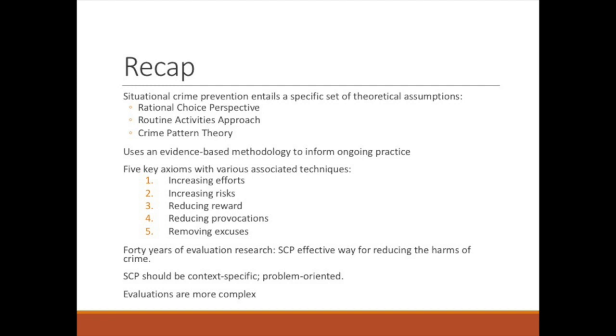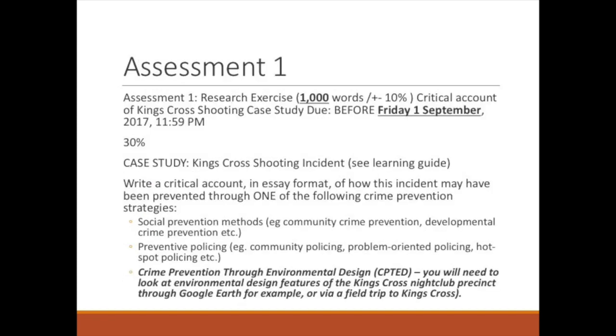Now, just another reminder about the first assessment coming up. It's the 1,000-word research exercise critical account. This week we are looking at the third option listed, the crime prevention through environmental design option. So if you're doing this topic, you'll want to listen to this lecture. You're going to be looking at the environmental design features of the King's Cross nightclub precinct. You could use Google Maps or Google Earth. Or you could visit the place if you so wish. You don't have to, it's all up to you. But that's something you could consider doing.